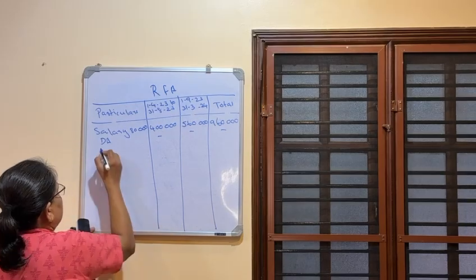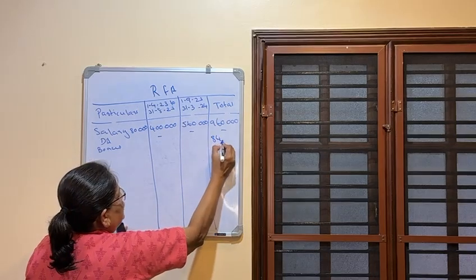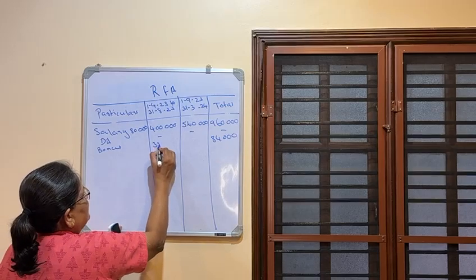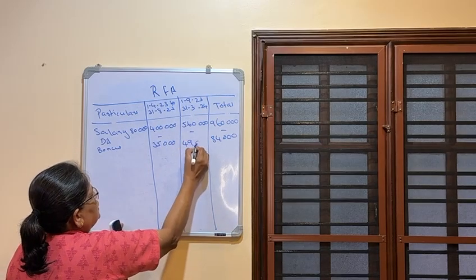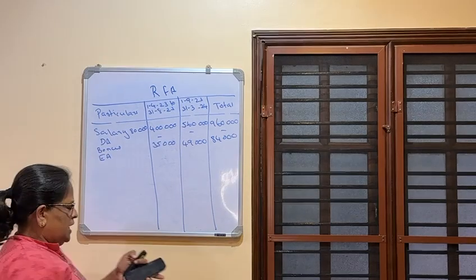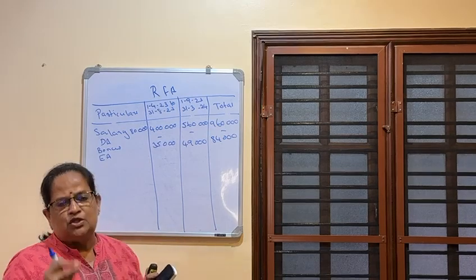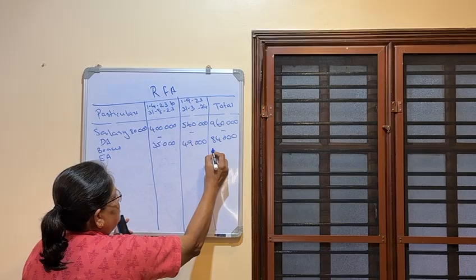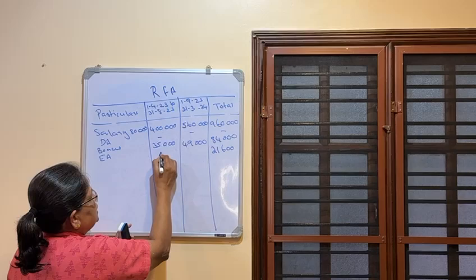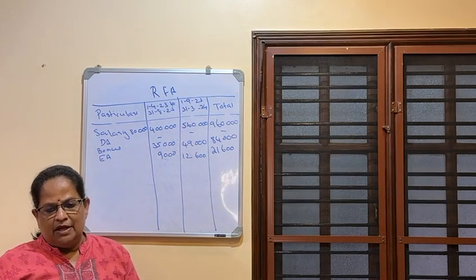Now bonus, total value is 84,000. This we have to divide for 5 months and 7 months. So 35,000 and 49,000. Next is children education allowance. Actually the amount received is 24,000. In that 2,400 is exempted. So the taxable portion is 21,600. You have to divide for 5 months and 7 months: 9,000 and 12,600.